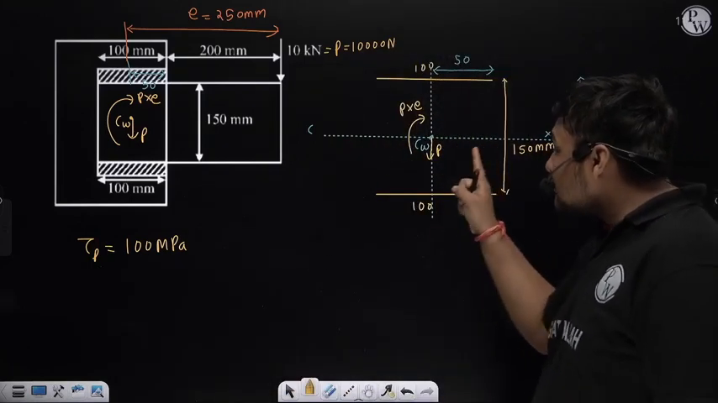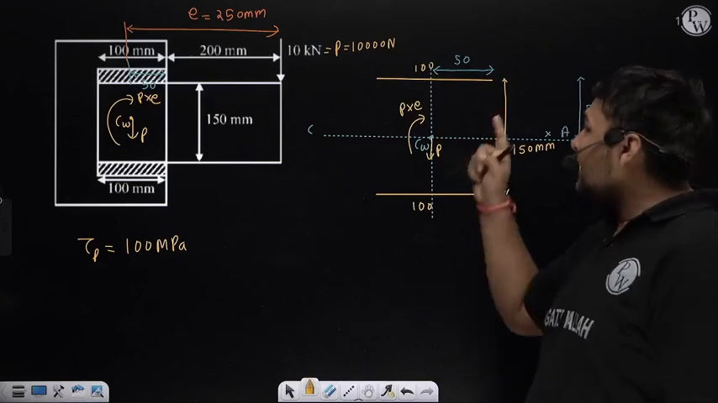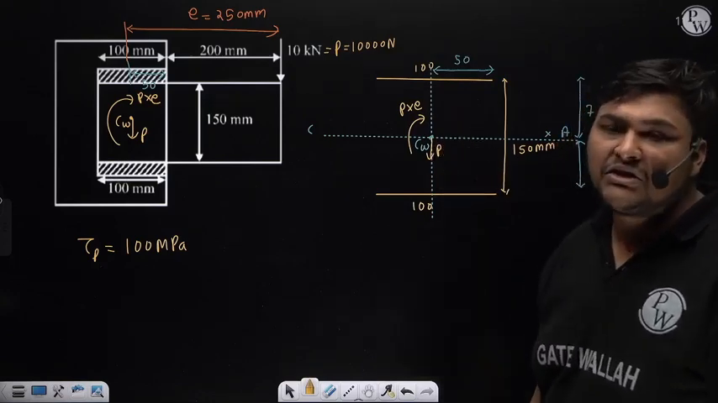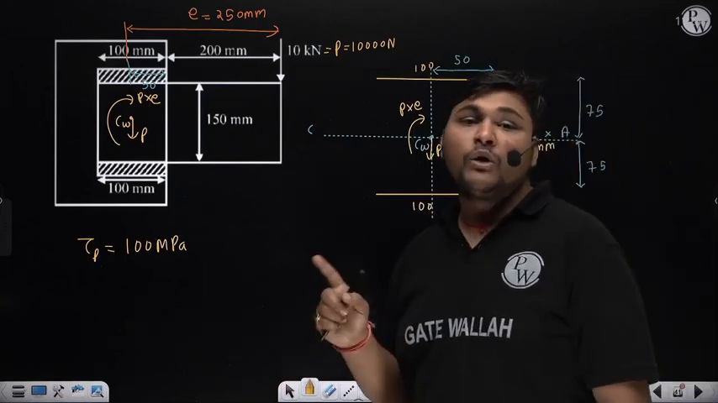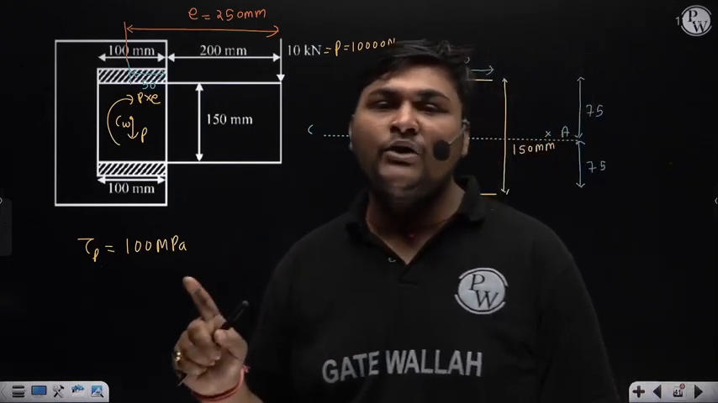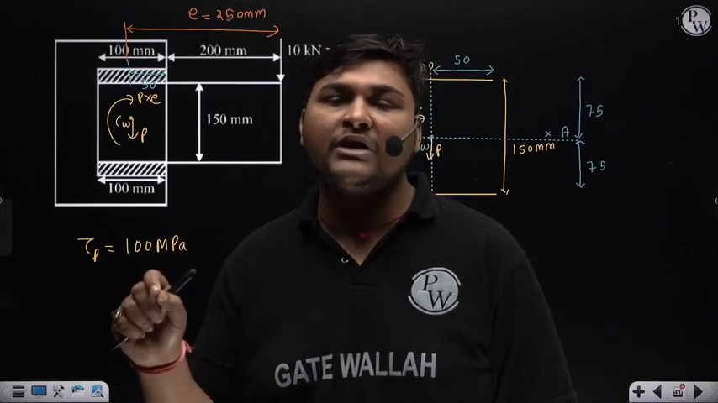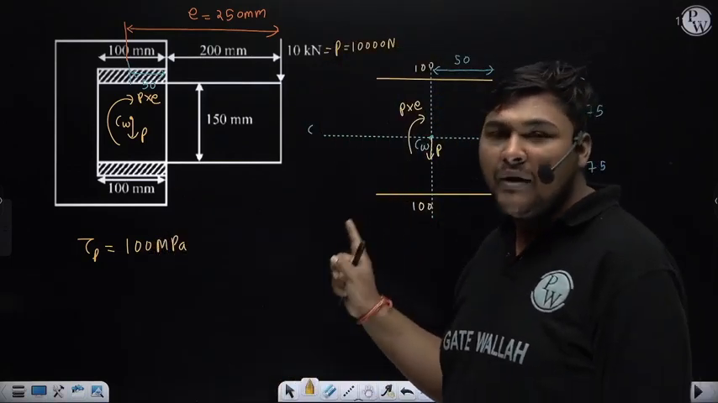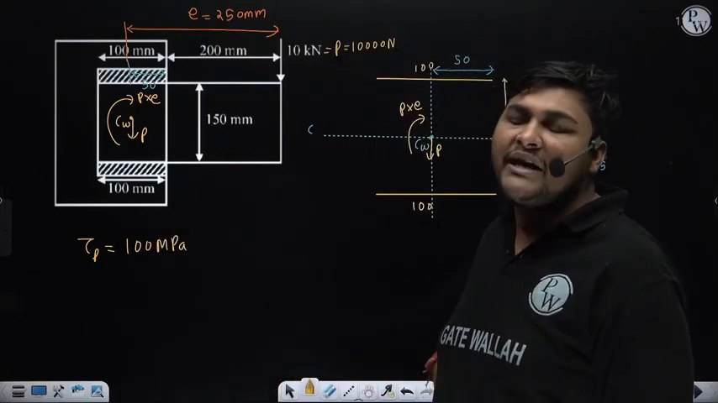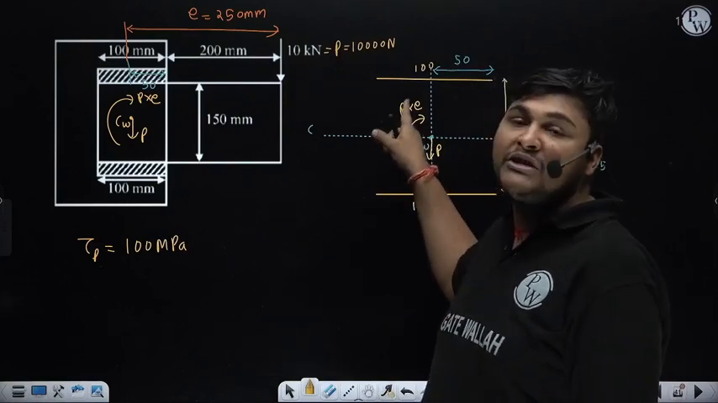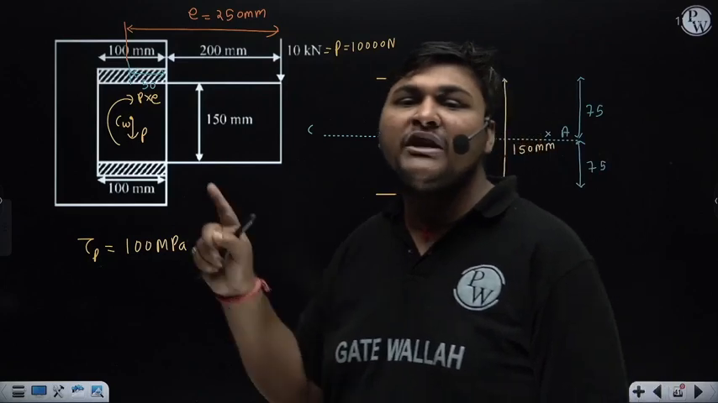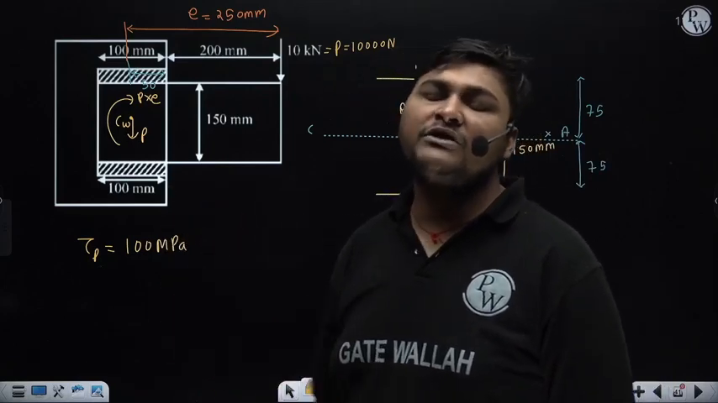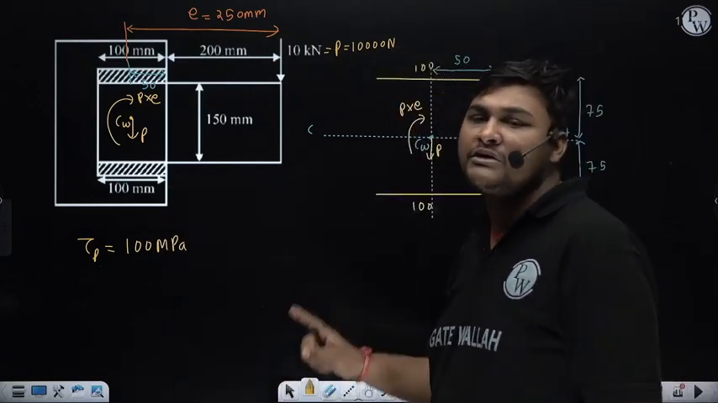Now due to force P, primary shear stress will come, and due to moment P into E, secondary shear stress will come. To calculate primary shear stress, first we need to calculate the area of throat. To calculate secondary shear stress, we need to calculate the polar moment of inertia of this entire weld about the combined centroid. Because this moment is a torsion moment for this component, and the formula to calculate torsion shear stress is T upon J into r dash. For that we first need to calculate the polar moment of inertia of the weld.